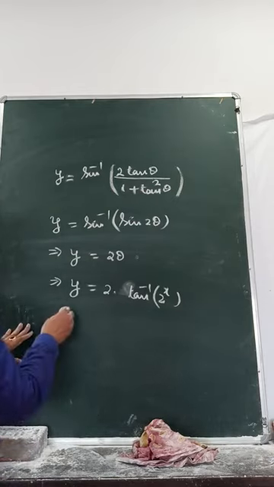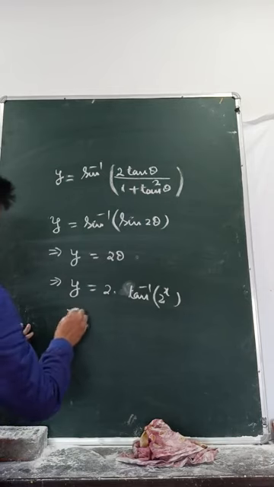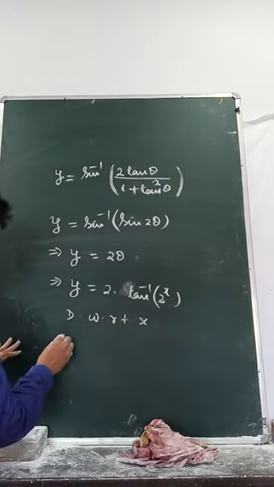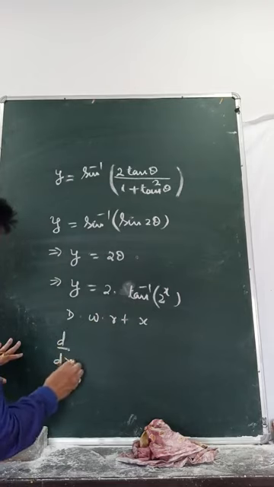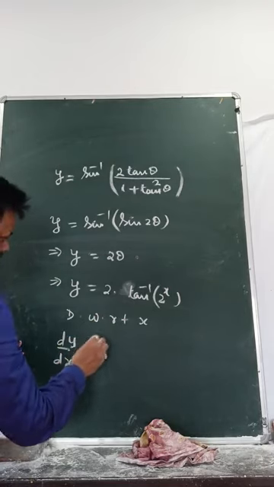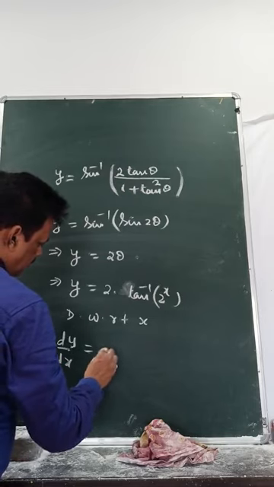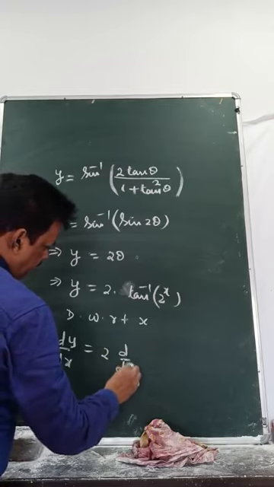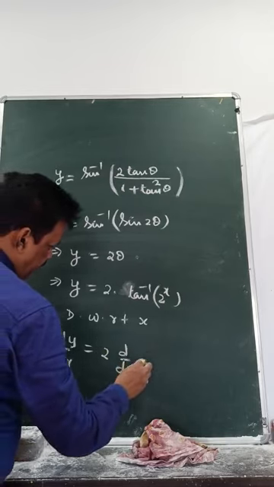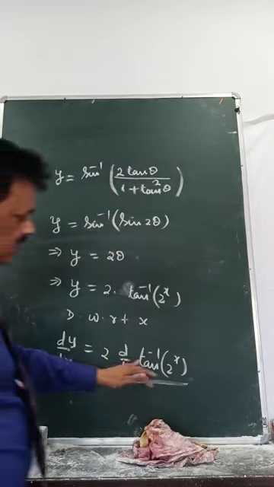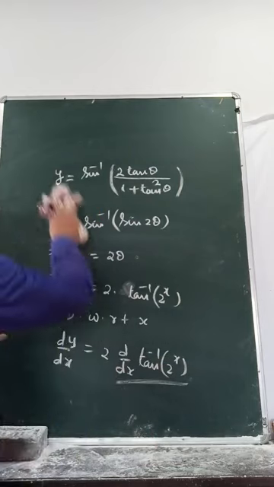So that gives you, now differentiating with respect to x, dy/dx equals 2 times the derivative of tan inverse of 2 to the power x. Now look at this derivative. Here is the chain rule. Why chain rule?